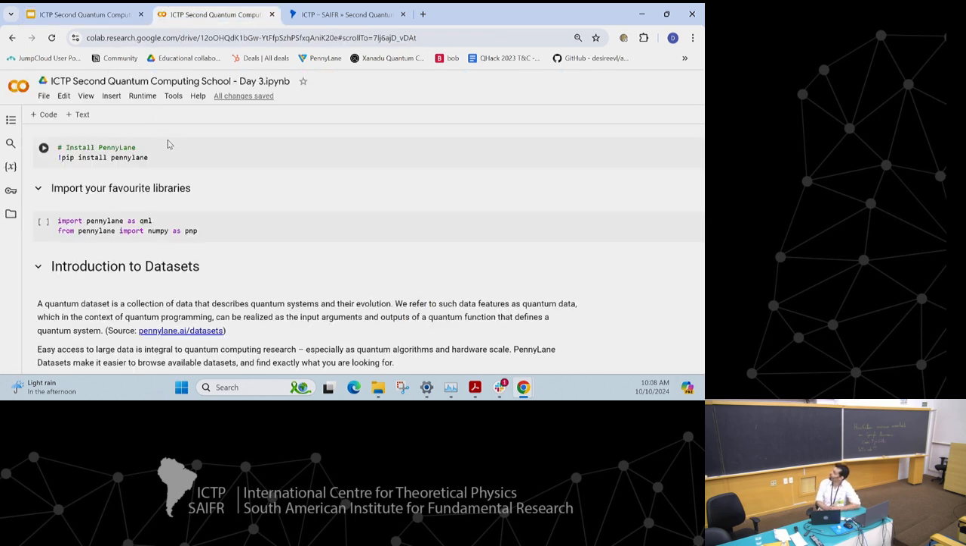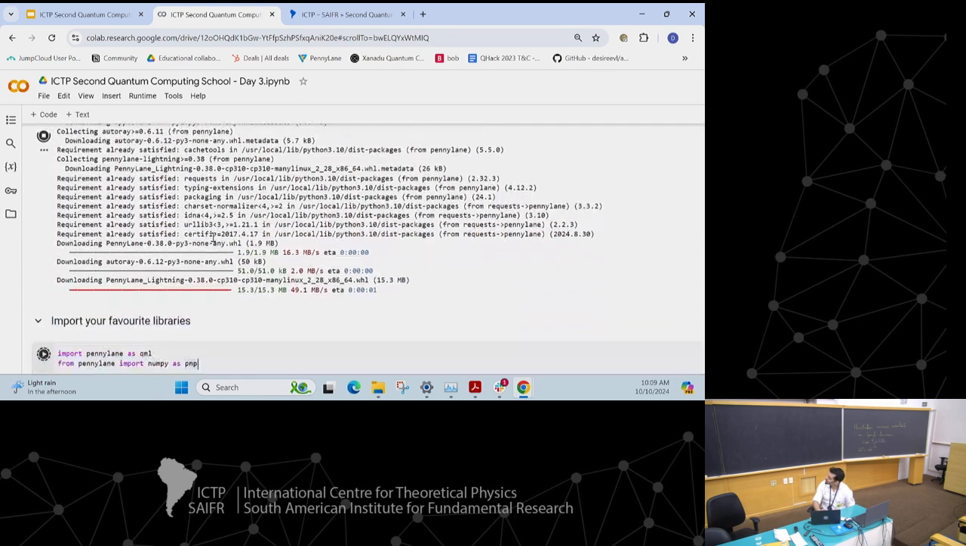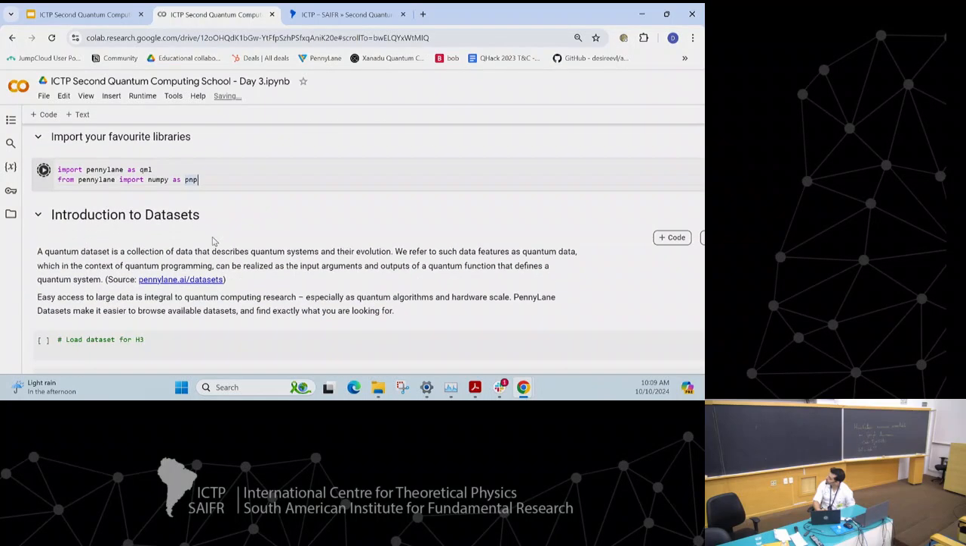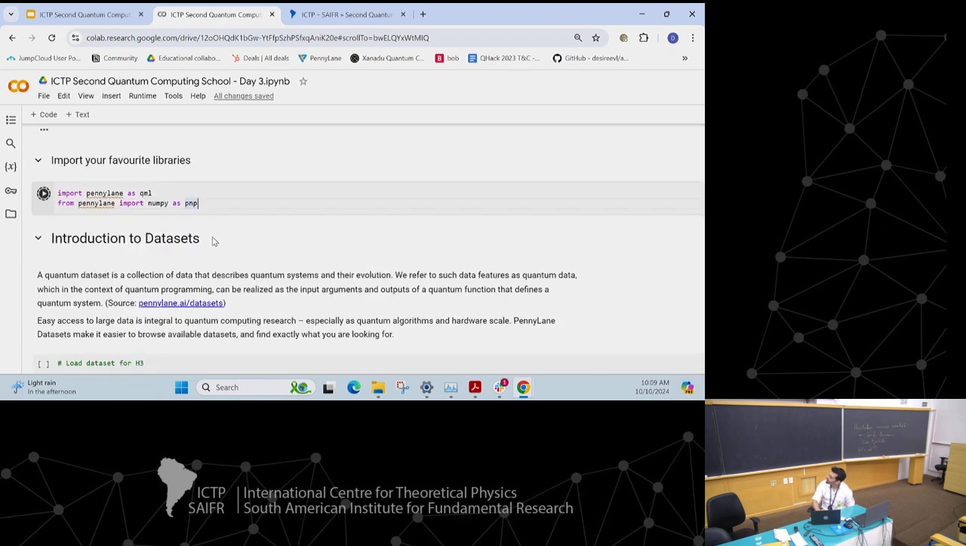So if you download today's notebook from the school website, you should get something that looks like this. So as always, we start by installing PennyLane in the servers that we're accessing and importing the libraries that we're going to need. This will take a little bit.